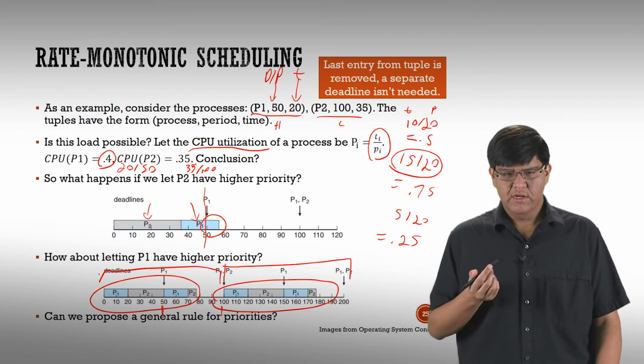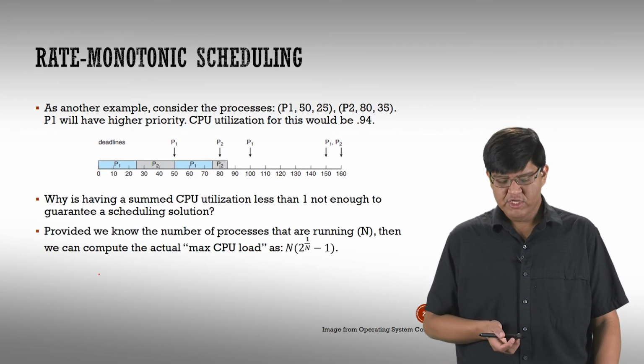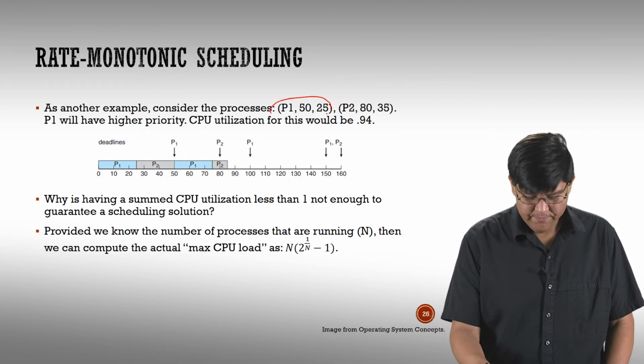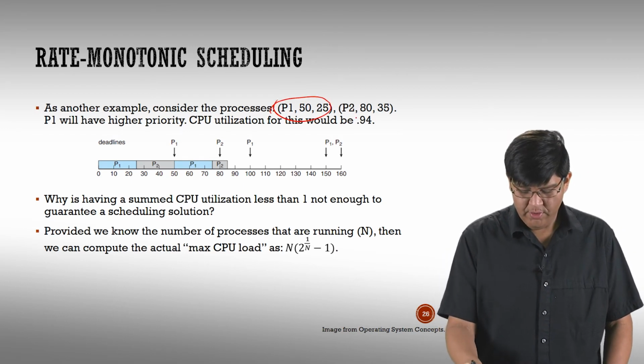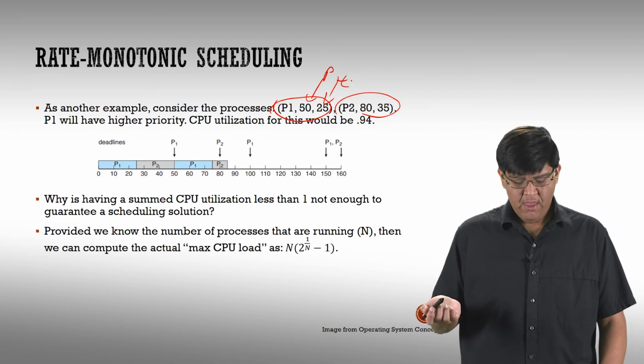All right, so let's talk a little bit more about the CPU utilization. So over here, I have another batch of processes, right? So I have P1, P2. Here, basically what we're saying is that P1 has a higher priority because it has a smaller period, right? Period is in front, and then we have the burst time afterwards.